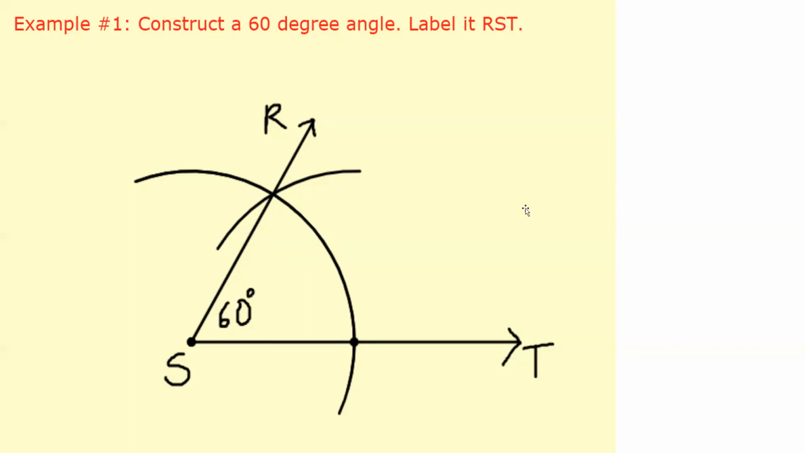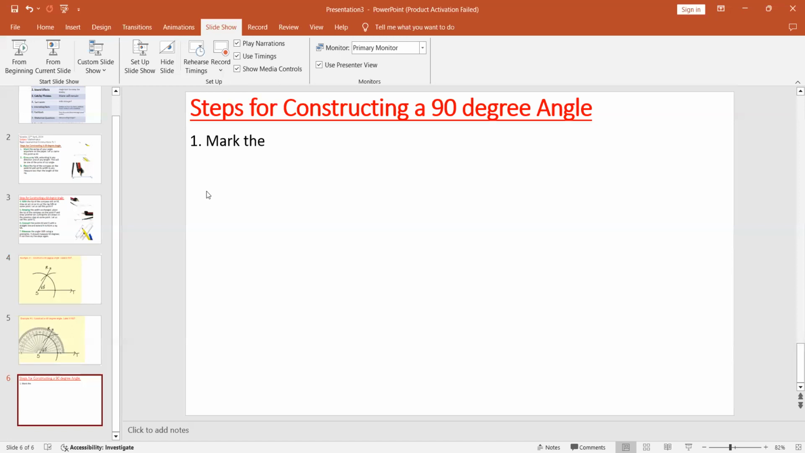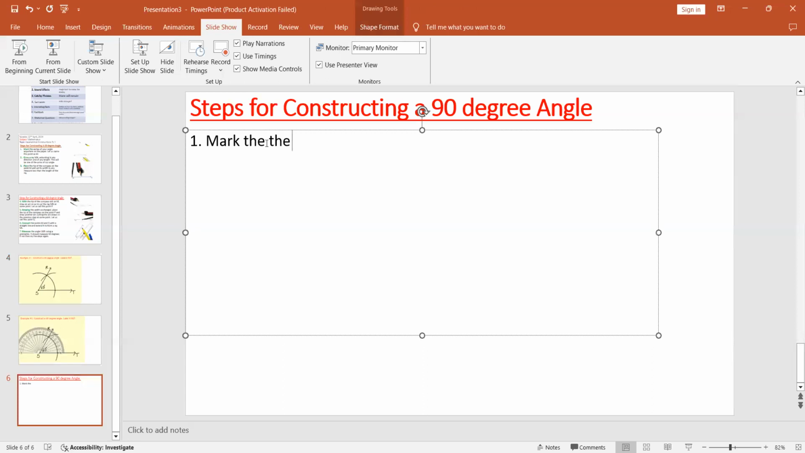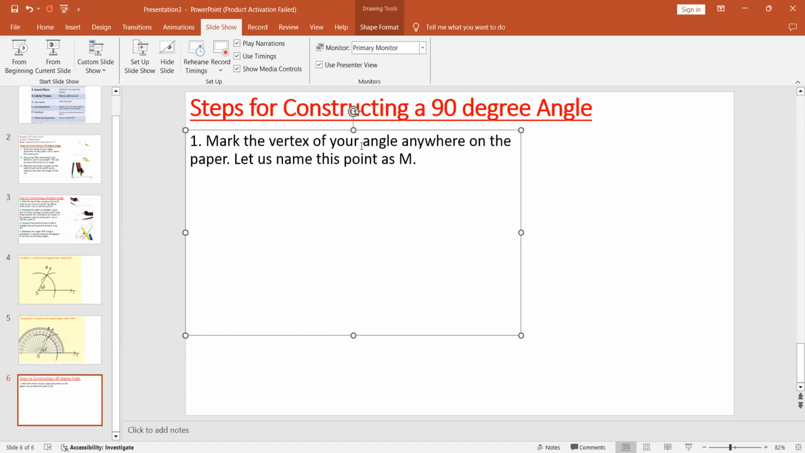Okay, so next up, we have how to construct a 90 degree angle. The first step is to mark the vertex of your angle anywhere on the paper. In our case, we're going to call this point M. So we're going to mark the vertex of our angle anywhere on the paper. We can call this point M.